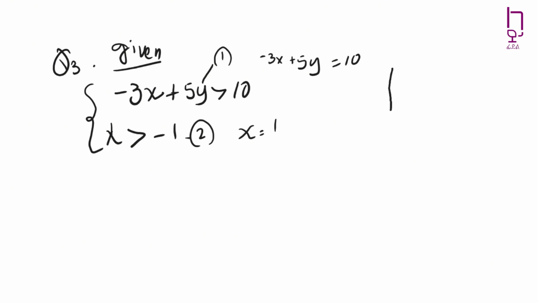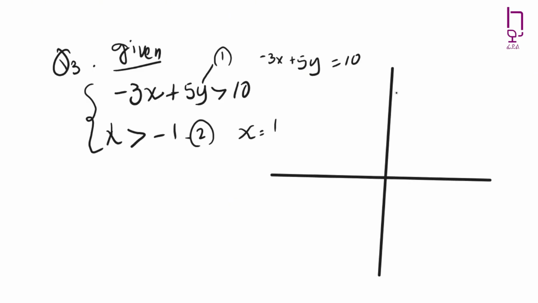So I'm going to draw my graph. This is my y coordinate, this is my x coordinate. So this is 0. So 2 is somewhere here, negative 2 is somewhere here, and you have positive 2 here. Okay, when we draw the graph of the equation, it will look like this.